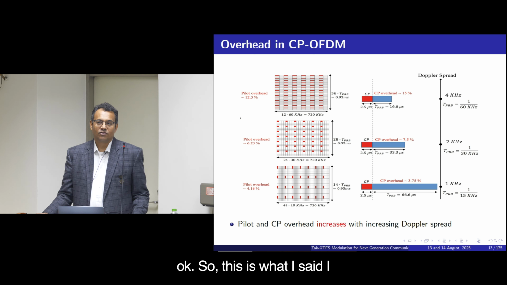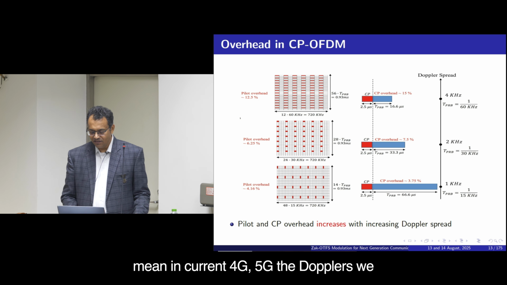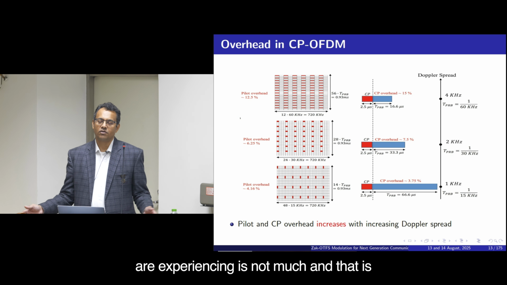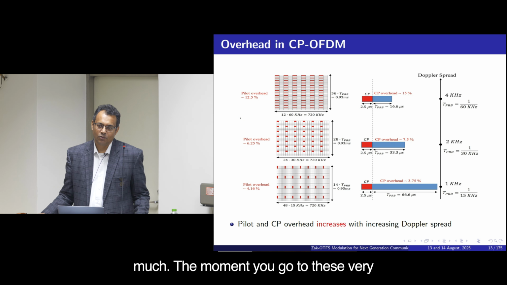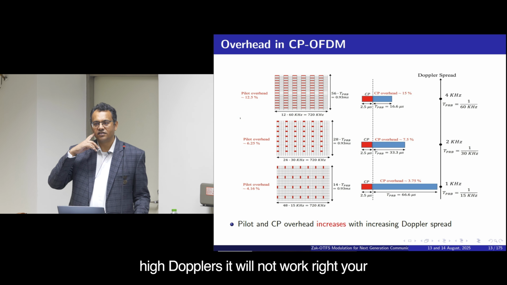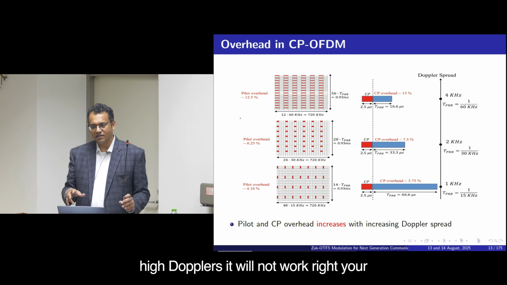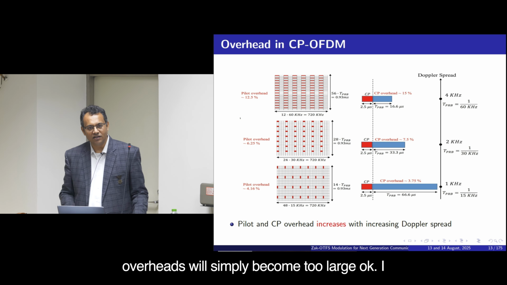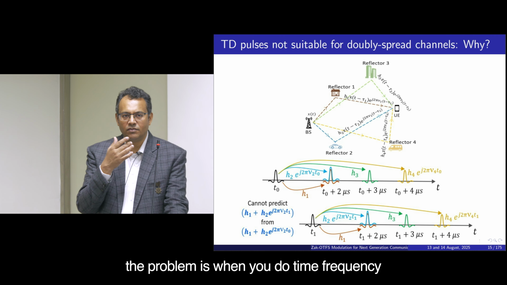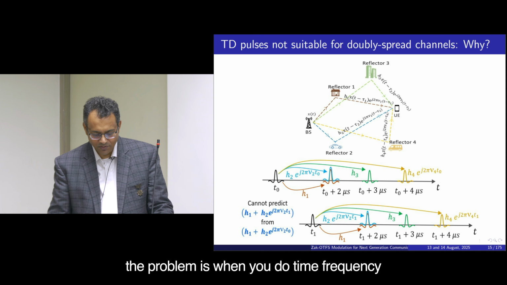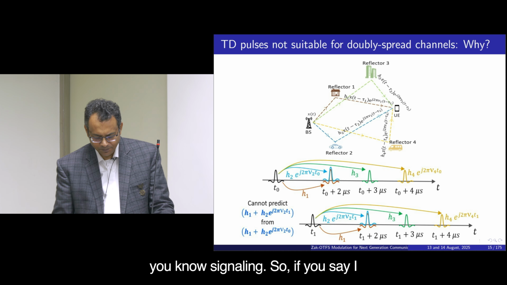Okay? So, this is what I said. In current 4G, 5G, the Dopplers we are experiencing are not much, and that is why the overheads are not that much. But the moment you go to these very high Dopplers, it will not work, right? Your overheads will simply become too large. Okay? I wanted to explain this in more detail, where the problem is when you do time frequency signaling.